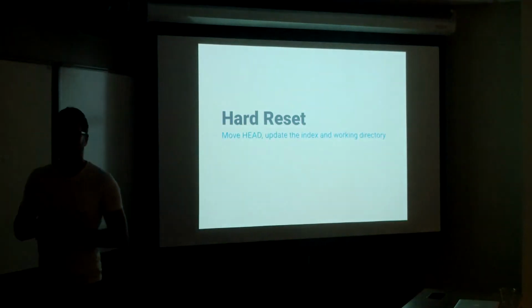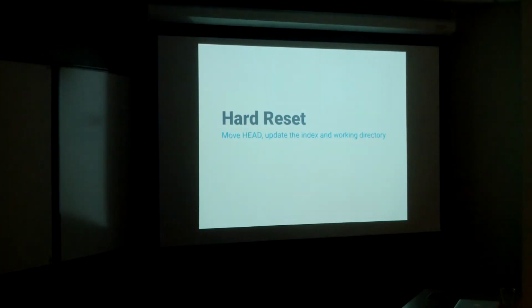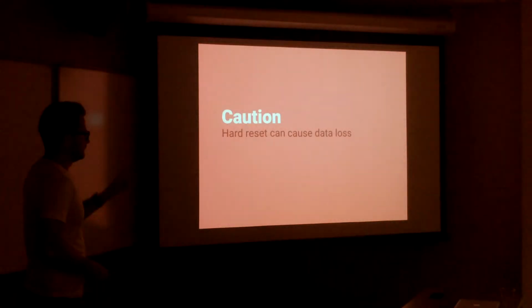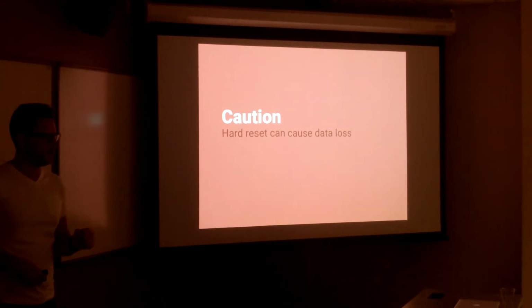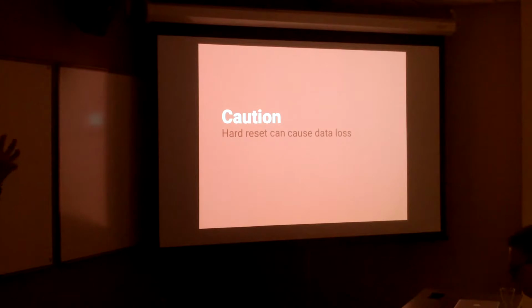So if a soft reset only affects the HEAD, and a mixed reset affects the HEAD and the index, you can imagine what a hard reset does, right? Careful. A hard reset is one of the only things in Git that you can do that causes data loss, because a hard reset affects your working directory. And your working directory is the beginning of everything. Unless you have a backup through Time Machine or a hard drive or whatever else, that working directory is the sacred thing.